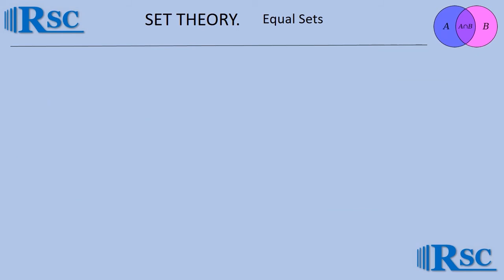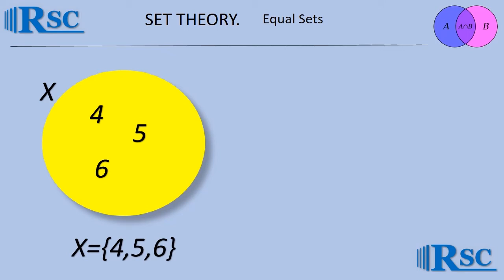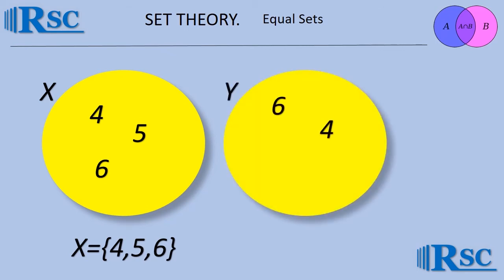And let's look at some examples. Let's say X is a set containing the elements 4, 5, and 6, and Y is a set containing the elements 6, 4, and 5. X is equal to Y, and this is so because they have both the same number of elements and the same elements.